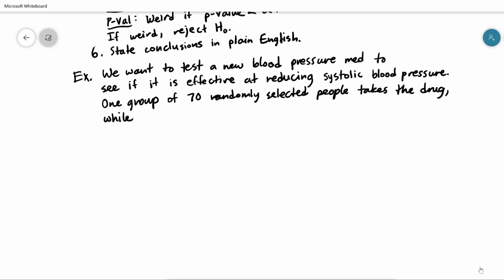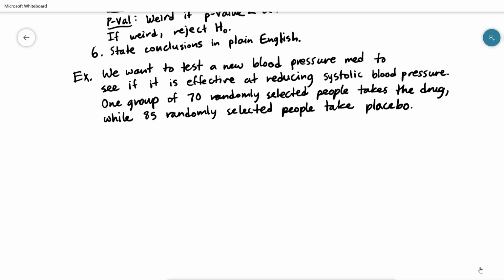While 85 randomly selected people take a placebo. So they think they're taking a drug, but it has no actual medical effects other than the placebo effect. They think they're taking a drug. And the results are as follows.